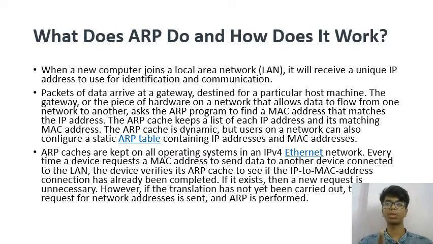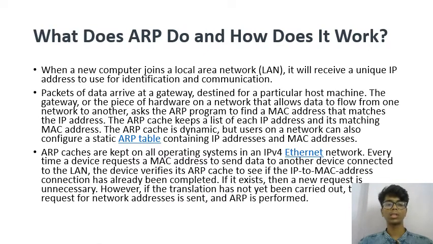In the last picture we saw that there is a host and one more computer sending a MAC address, and the host is requesting the MAC address that matches the IP address. The ARP cache keeps a list of each IP address and its matching MAC address. The Address Resolution Protocol cache is dynamic, but users on a network can also configure a static Address Resolution Protocol table containing IP addresses and MAC addresses.